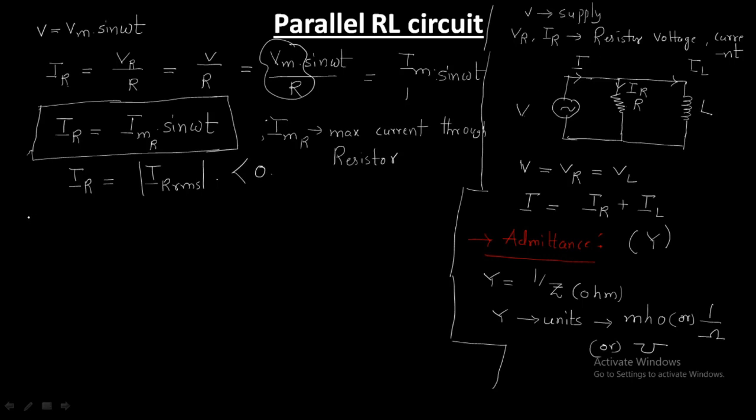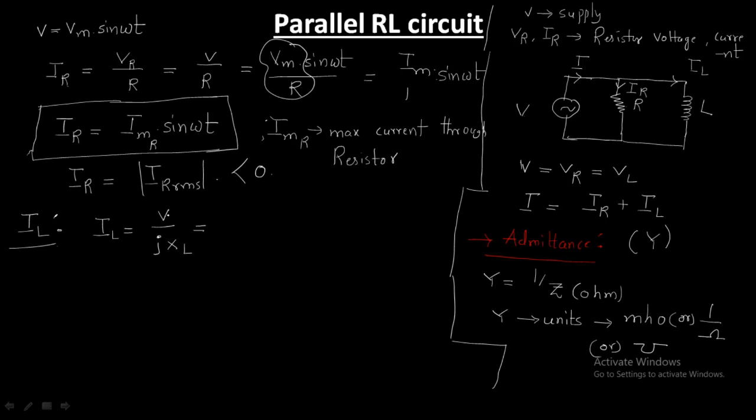What is IL? Current flowing through the inductor. IL is nothing but simply VL by XL. That means IL equals voltage across the inductor by inductive reactance. We can write IL equals V by reactance, which means jXL.